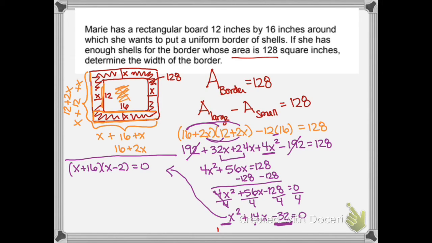And if we check it, the x times the x will give us the x squared in front. The x times the negative 2 would be negative 2x. The 16 times the x would give us 16x. And if we add the 16x to negative 2x, that's how we get the 14. And then the 16 times the negative 2 is the negative 32. So it does work. Using the zero product property, I'm going to set each factor equal to 0 and solve.